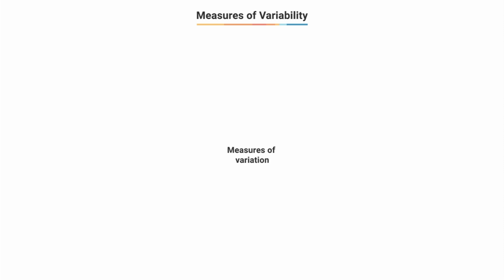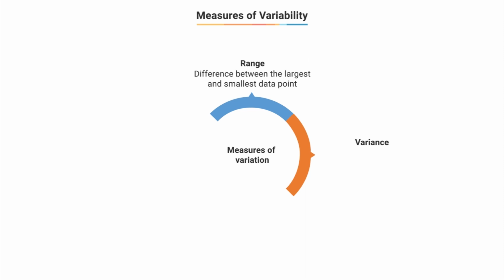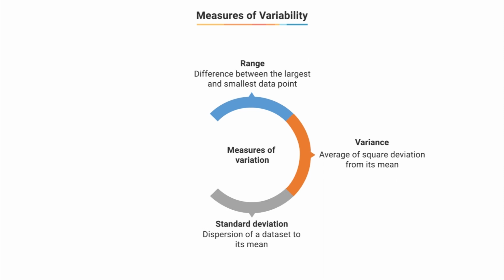The key measures of variation are range. Range describes the difference between the largest and smallest data point in our dataset. Next, variance. The variance is the average of squared deviations about the arithmetic mean for a set of numbers. Standard deviation. Standard deviation measures the dispersion of a dataset relative to its mean. It is defined as the square root of the variance. Lastly, mean absolute deviation. The mean absolute deviation is the average of the absolute values of the deviations around the mean for a set of numbers.